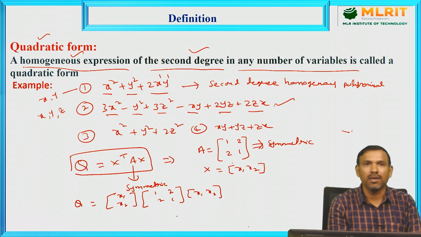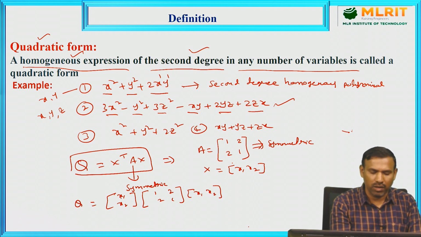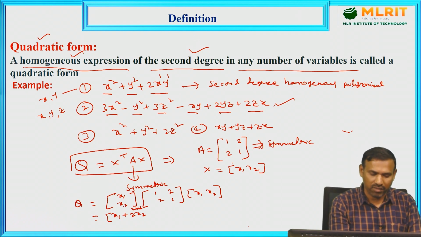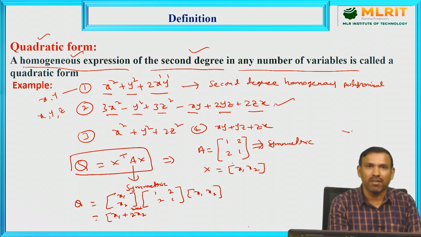If you multiply these 3 matrices, how to multiply? Row versus column: x1 into 1, x1, plus x2 into 2, 2x2. Next, the second, x1 into 2, so here it is a 2 cross 1, 2 rows, and we can multiply this and write x1 plus 2x2. And the second row, first row x1 into 1, and row versus column, x1 into 1, 2 into x2. Multiplying these 3 matrices we can get the quadratic form that we are explaining very clearly here.